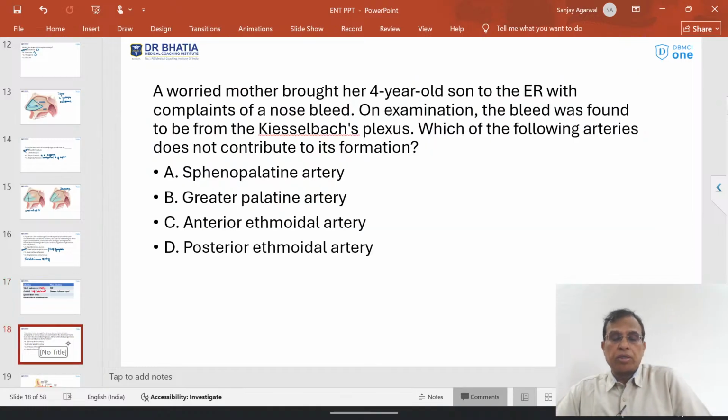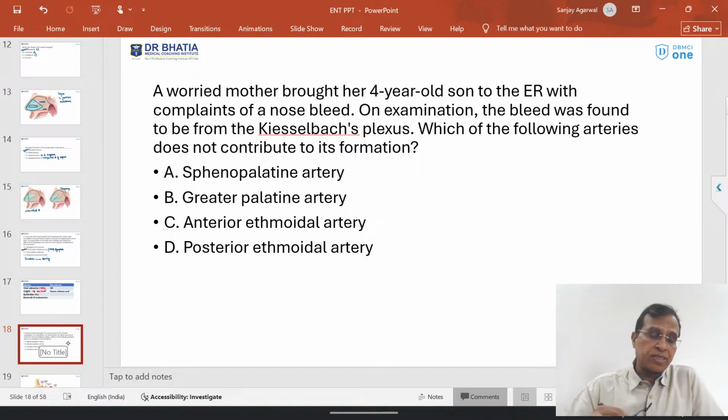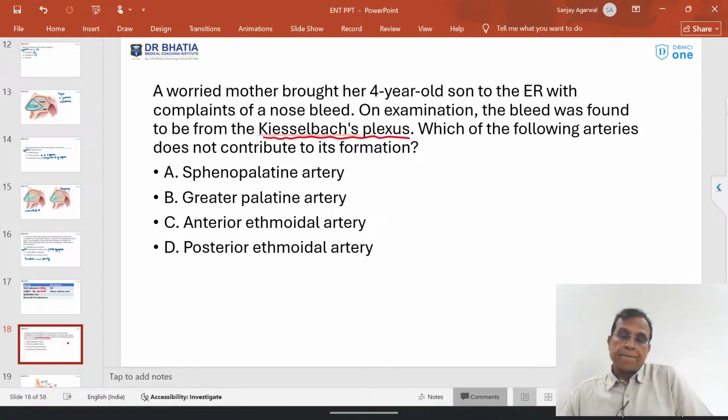A worried mother brought her 4-year-old son to the emergency room with a complaint of nose bleeding. So, a simple case of epistaxis. On examination, the bleed was found to be from Kiesselbach's plexus. A very important name, Kiesselbach's plexus. I'm sure everybody knows this. Now, which of the following arteries does not contribute to its formation? Sphenopalatine artery, greater palatine artery, anterior ethmoidal artery, posterior ethmoidal artery.